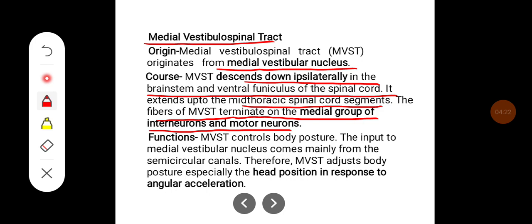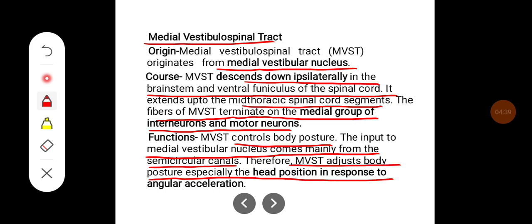The function of the medial vestibulospinal tract is that it controls body posture. The input to the medial vestibular nucleus comes mainly from the semicircular canals. Therefore, the medial vestibulospinal tract adjusts body posture, especially head position, in response to angular acceleration.